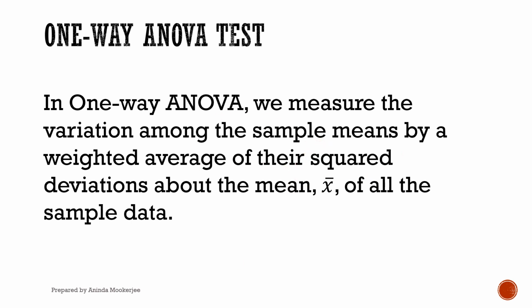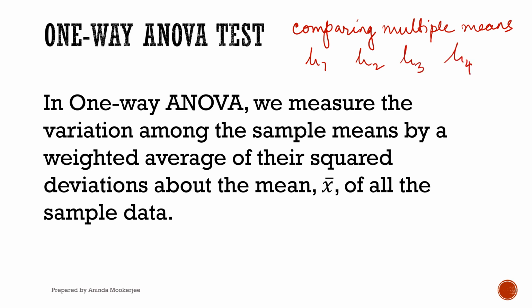All right, keep in mind that in an ANOVA test, we are comparing multiple means. So there can be mu1, mu2, mu3, mu4, and so on. All right, so what we do is we measure the variation among the sample means. So the whole exercise is to understand how these means differ and by how much, or if they don't differ at all, they are almost the same.